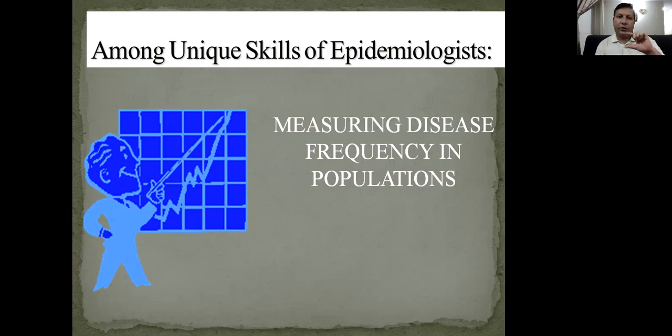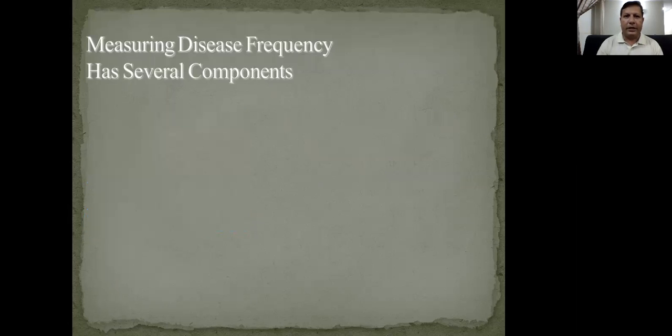And in the month when the disease peaks in that region, they will check the climatic and environmental factors, which type of factors can support this causative agent and which type of people are suffering. If they can use some precautionary measures for such people, they can reduce the spread of this disease. Measuring disease frequency has several components.